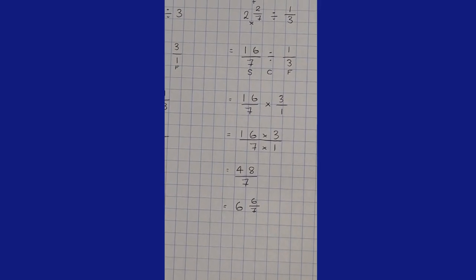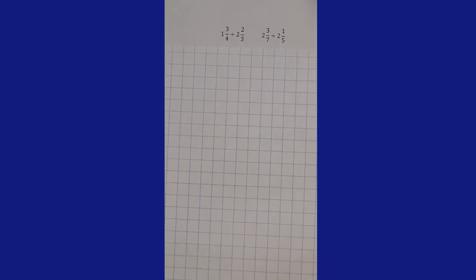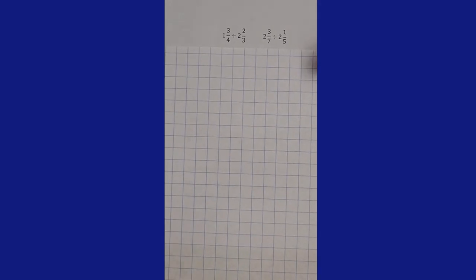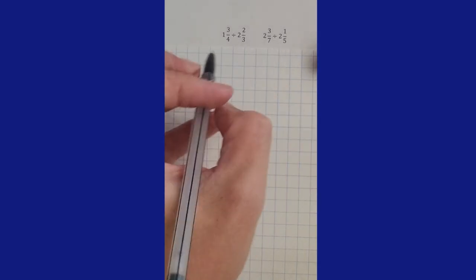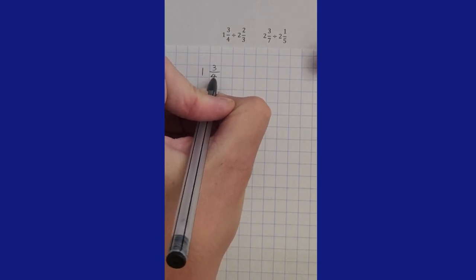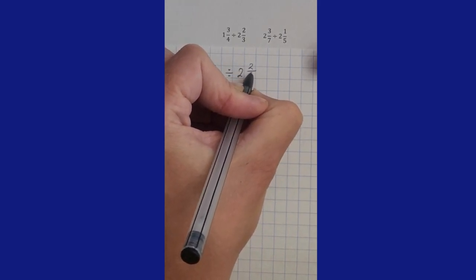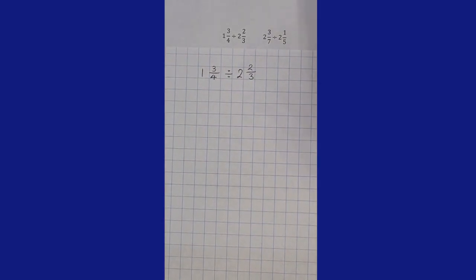Right, I think we'll try one more of these. I think I've got 2, but I think we'll just look at doing one of these. And we'll go with, I think, 1 3/4. So we'll leave this one for a minute and we'll answer this question here, which is 1 3/4, and we're going to divide that by 2 2/3.